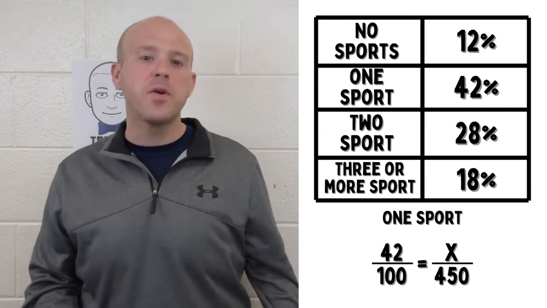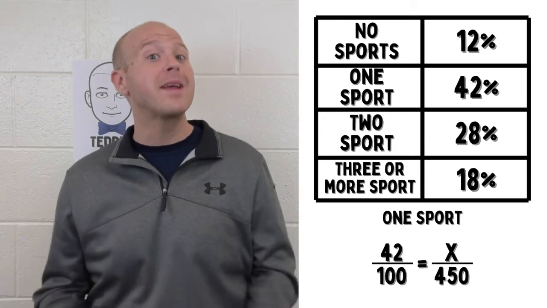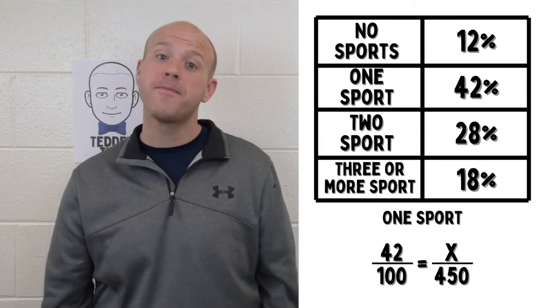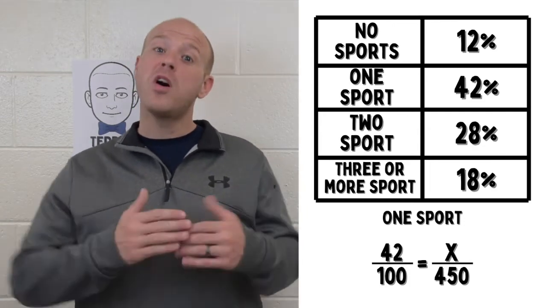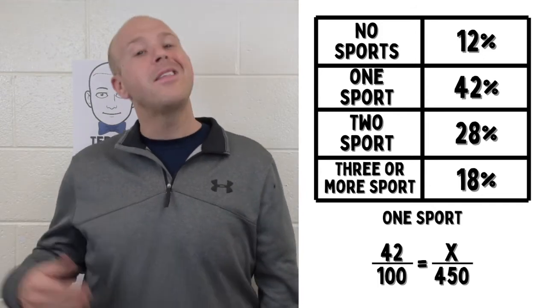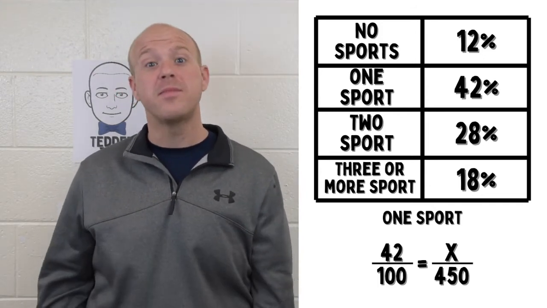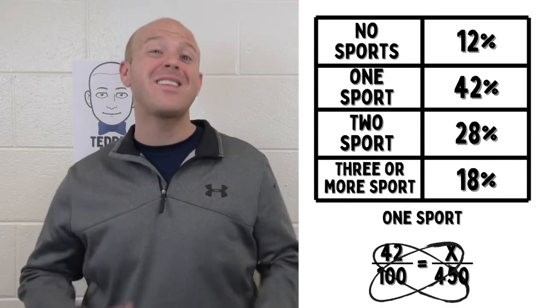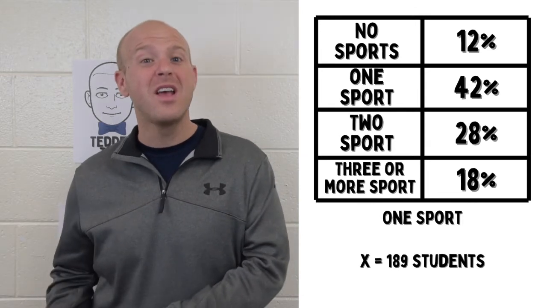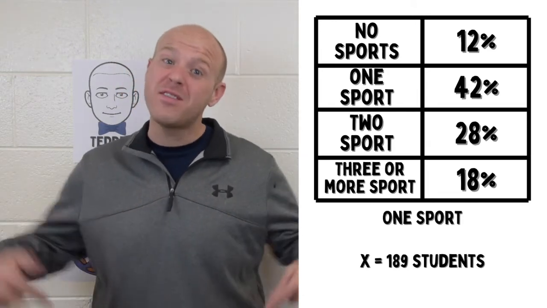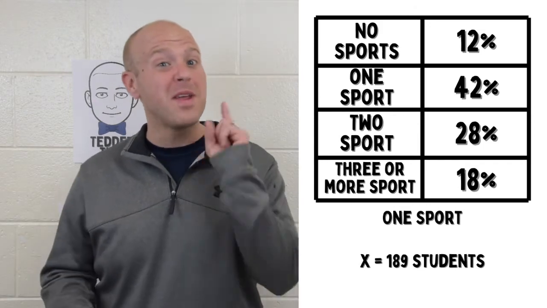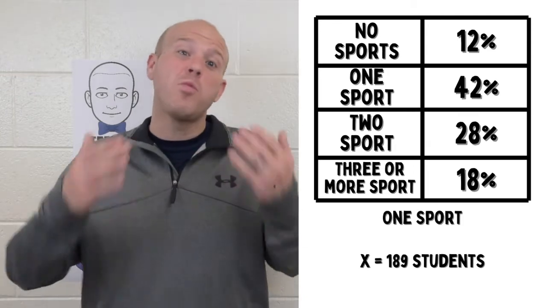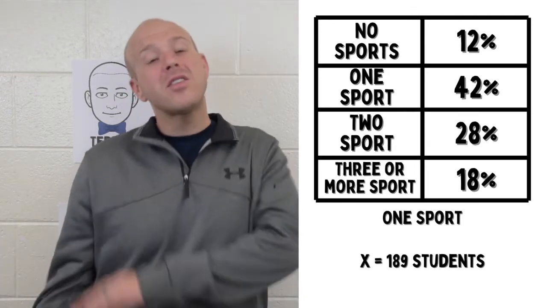All right, so let's do the one sport. That was 42%. That was our biggest category, so this should be our biggest answer for the part of students. We set that up: 42 over 100 because 42 is a percent, and then on the other side is x over 450 because we're given the whole, we don't know the part. When we cross multiply and solve there, we see that it's 189 students. So 189 of our 450 right here at Mountaineer Middle School participate in one sport, like football, golf, swimming. A lot of you guys participate in one sport. Maybe that's you.